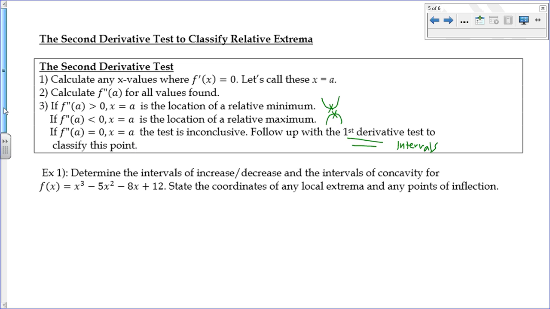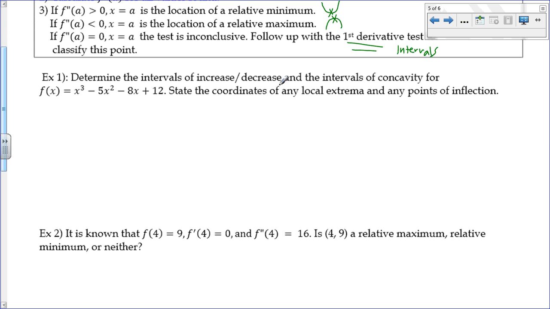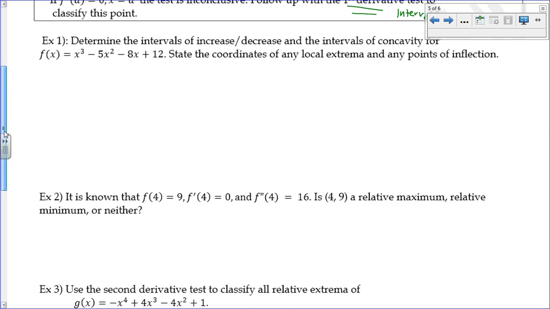All right, so let's see it in action. Determine the intervals of increase and decrease and the intervals of concavity for this, and then state the coordinates of any local extrema or points of inflection. You know what I want to do? I'm going to skip over this. I'm going to jump to example 2, and I'll have you finish with that example 1. I think that makes more sense for time.